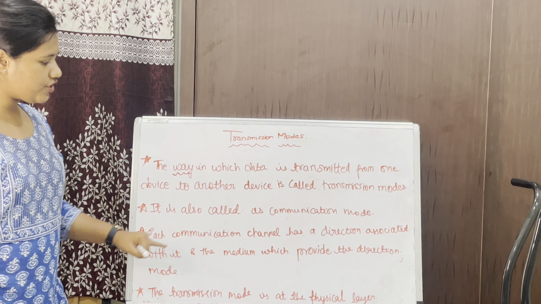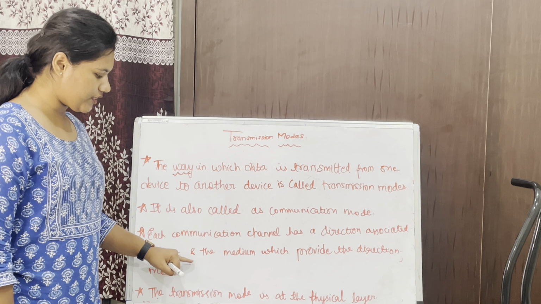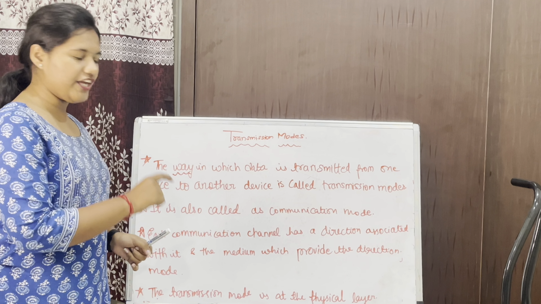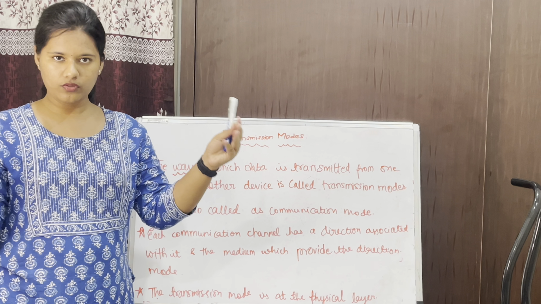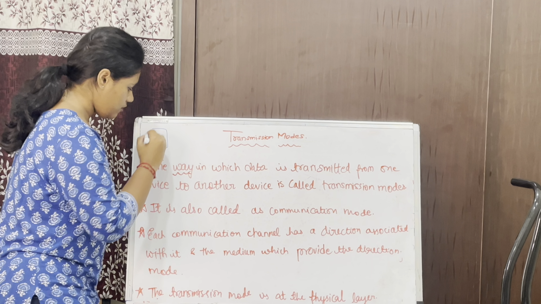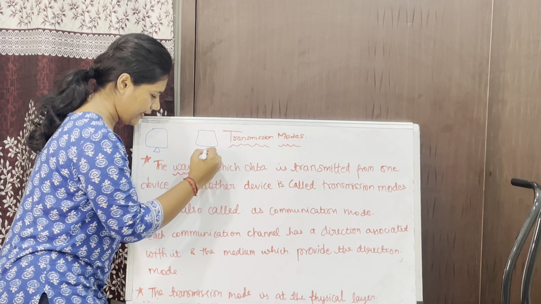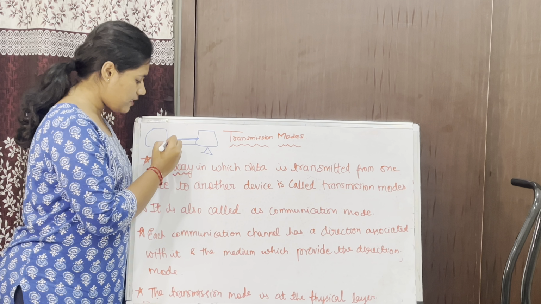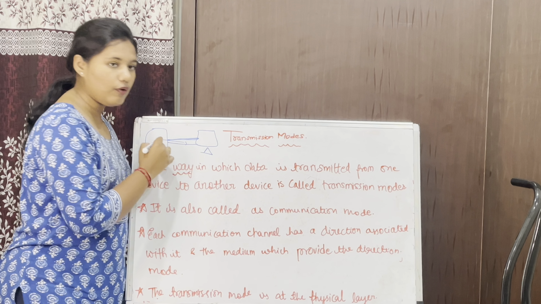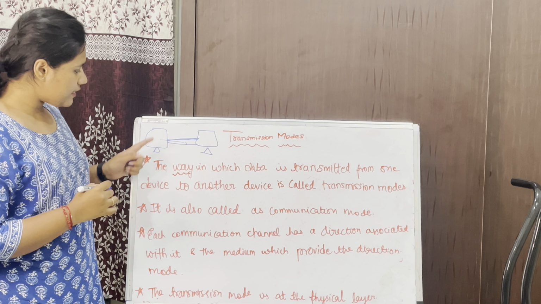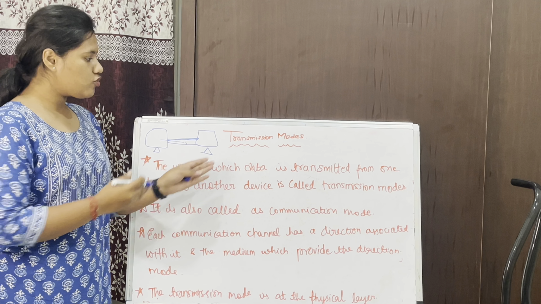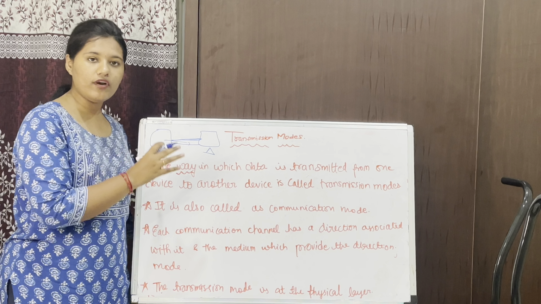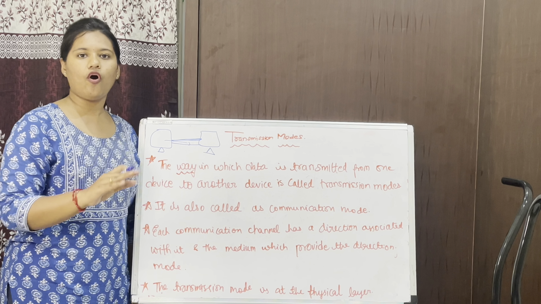Now each communication channel has a direction associated with it, and the medium provides the direction mode, which means that when you are communicating between two devices, this is one device and this is the second device. This is the communication path between them, and this path needs a channel so that the data can transfer from one device to another device. So transmission mode is also known as communication mode. The next point is that this transmission mode can be considered as the physical layer of the OSI model.